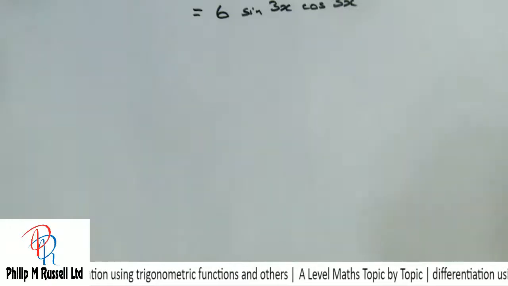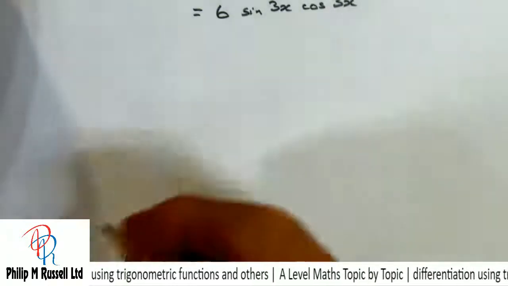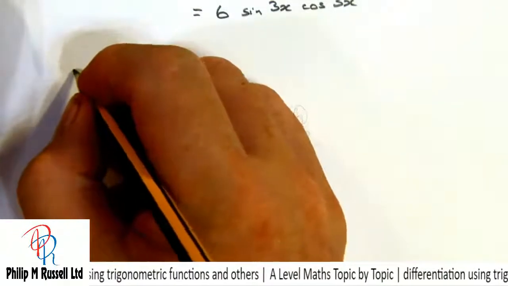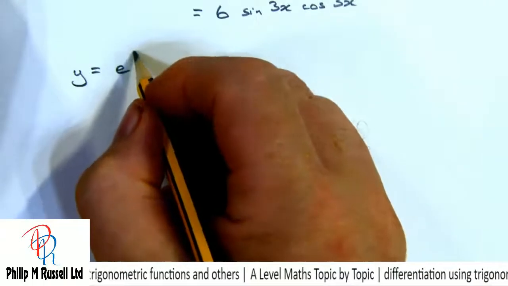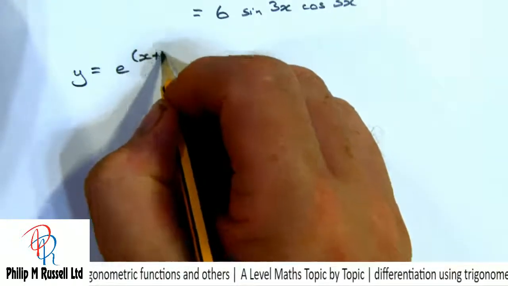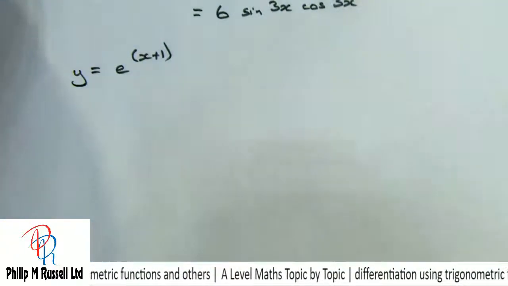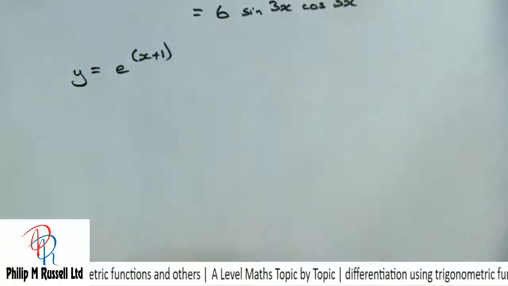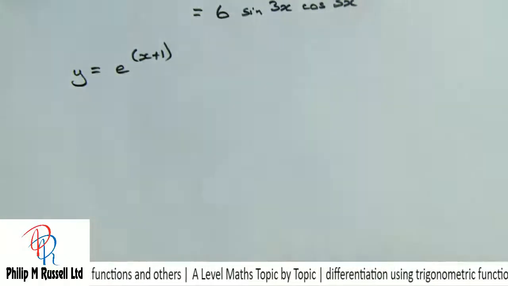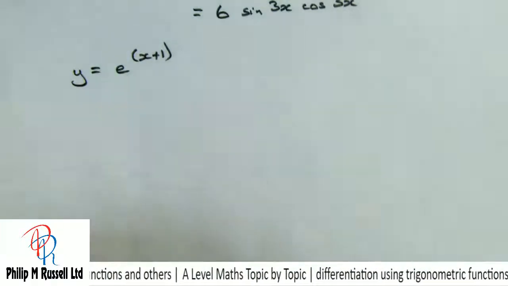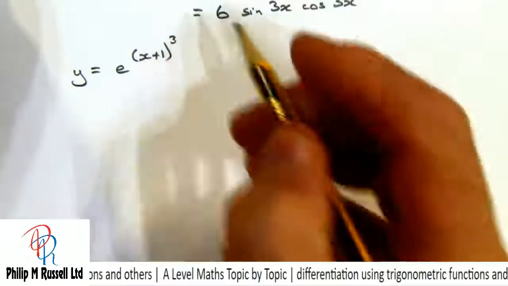I feel another nasty one coming on. Let's try what happens if we have y equals e, not to the x, but let's have this to the x plus 1. And what can we do with this one? Well, we can make this one just a little nastier, because that could be something like cubed.